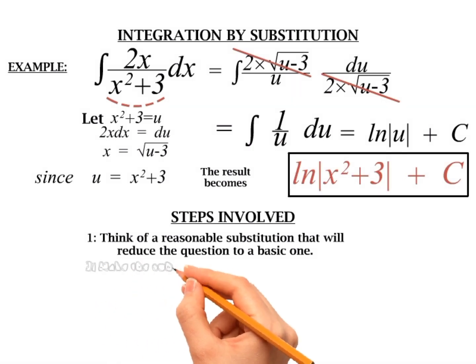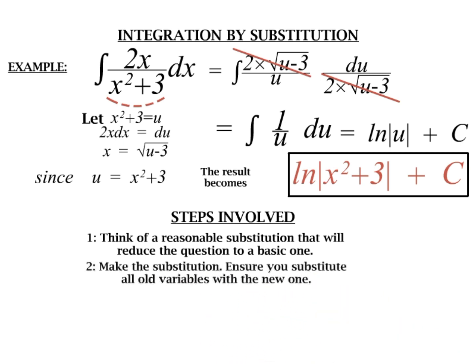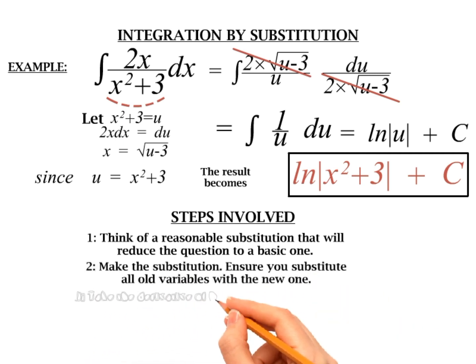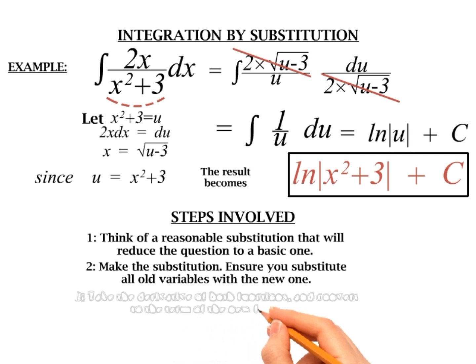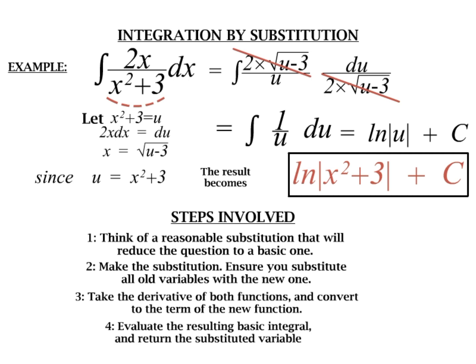After selecting the substitute, make the substitution. Replace all old variables with the substituted value. Take the derivative also, as it is part of the substitute you will need to make. Evaluate the resulting integral, then return the substituted value. That is all about the trick. Choice of substitute is the major trick therein. Practice more, and know the trick behind each substitute.